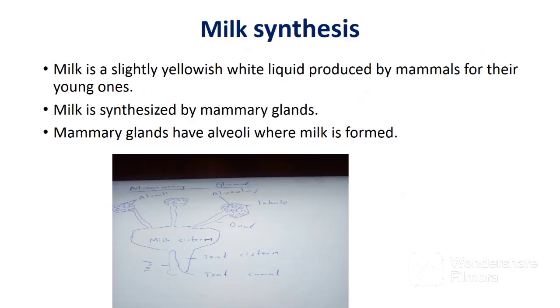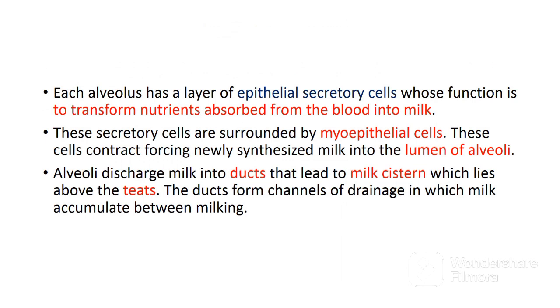Milk is a slightly yellowish white liquid produced by mammals like cow, goat, sheep, buffaloes, and camels for their young ones. Milk is synthesized by mammary glands. These mammary glands are grouped into a structure called udder. Mammary glands have alveoli where milk is formed. Each alveolus has a layer of epithelial secretory cells whose function is to transform nutrients absorbed from the blood into milk. These secretory cells are also surrounded by myoepithelial cells. These myoepithelial cells contract, forcing newly synthesized milk into the lumen of alveoli.